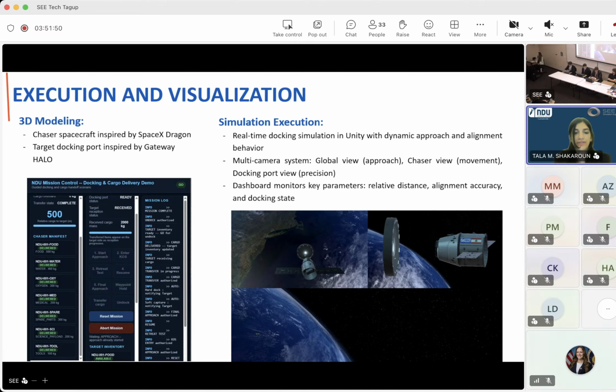So we also used a multi-camera setup to make the process easier to understand. One camera shows the full approach, another focuses on the chaser movement, and another focuses on the docking port for the precision part of the docking. On the left, we can see the dashboard that we have. This is important because it turns the simulation from just a visual animation into something measurable. It displays the mission values like distance, the state, the docking progress, as well as the commands that we can give for our chaser. And we can actually see it visualized in Unity later on.